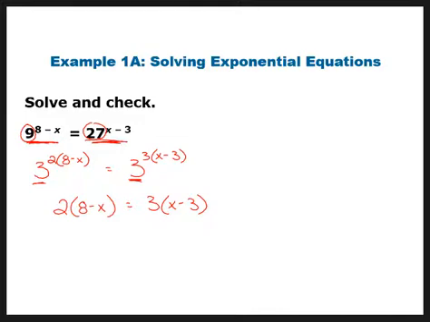Essentially, just like with any other type of equation, we're trying to solve for the variable. In this case, I've gotten them down out of the exponent. Now I can go ahead and solve for the variable. So I am going to distribute on both sides.